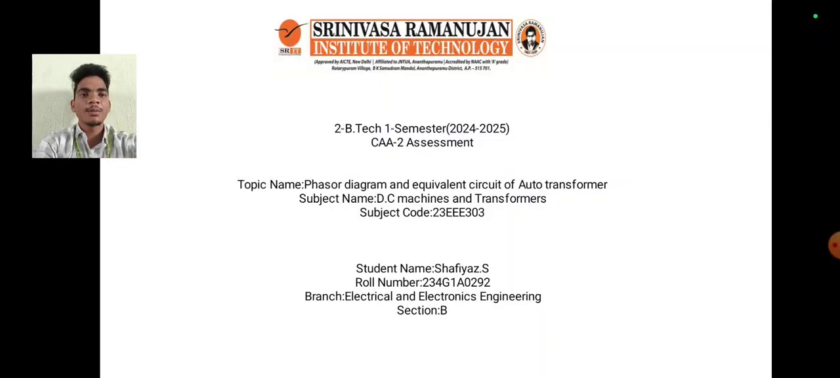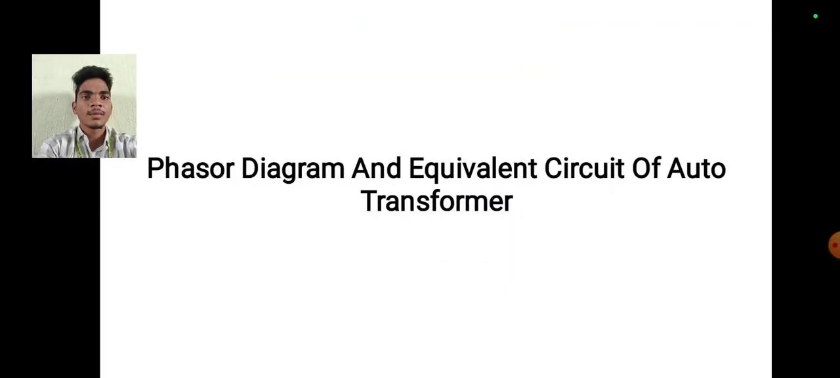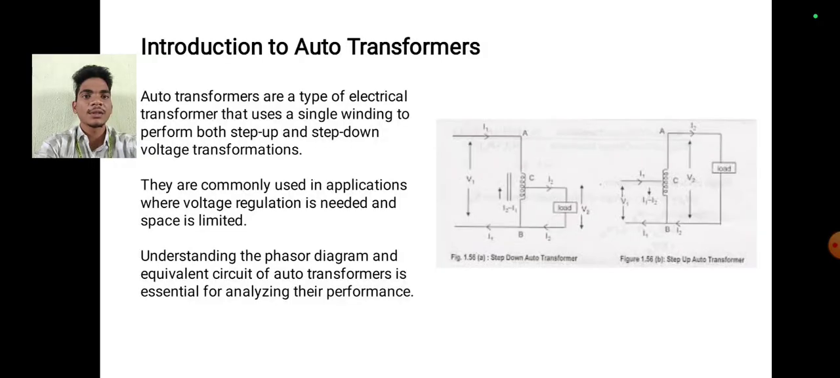Today my topic is the phasor diagram and equivalent circuit of auto transformers in the subject of DC machines and transformers. Phasor diagram and equivalent circuit of auto transformers. Firstly, we are introducing the auto transformer.